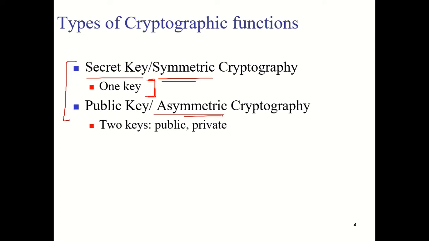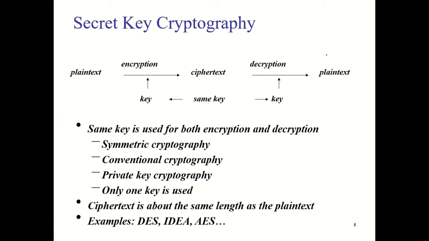In asymmetric cryptography, two keys will be used. One key will be public and another key will be private. Now we will be discussing these types of cryptography, symmetric and asymmetric, in detail. Okay, so this is secret key cryptography.